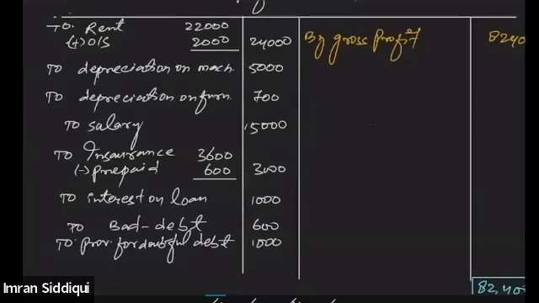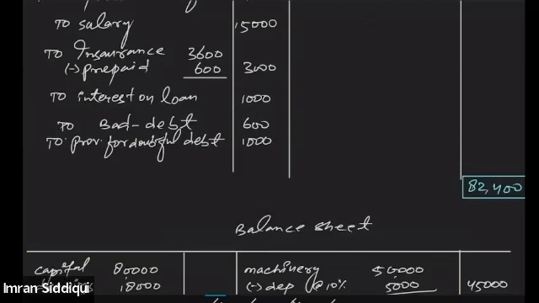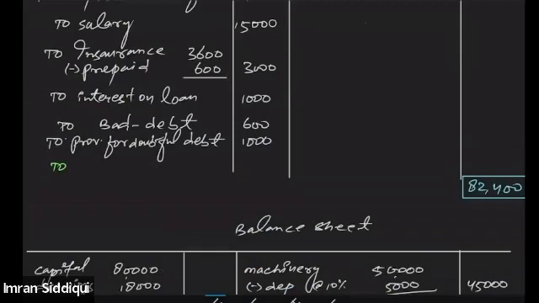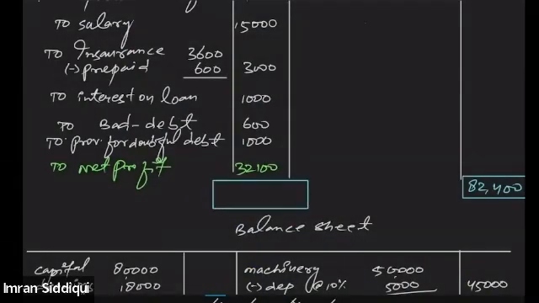and salary, which is 15,000. Okay. Insurance, 3,000. Interest on loan, 1,000. All right. Subtracting all of these, we'll be getting a net profit in this case. Net profit of rupees 32,100. And now we'll total this. This will be 29,400.